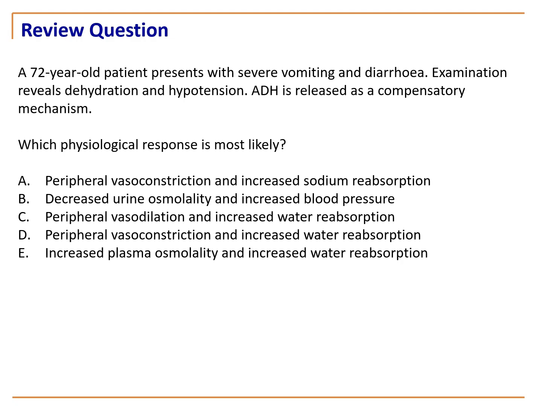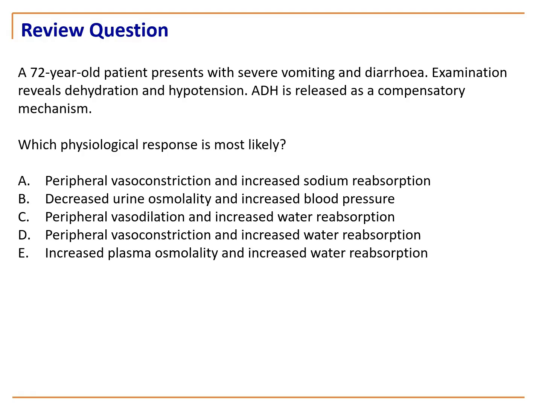A 72-year-old patient presents to their GP, presumably with severe vomiting and diarrhea. Examination reveals dehydration and hypotension, so low blood pressure. ADH is released as a compensatory mechanism. So a little teaching bit in there for you. Which physiological response is most likely due to this ADH release? So is it A, B, C, or D?